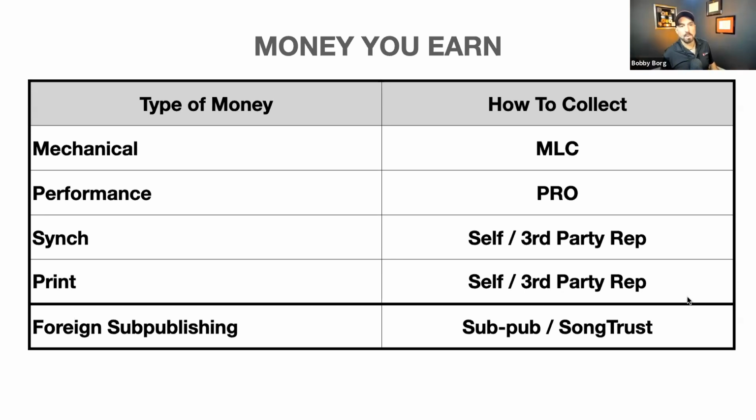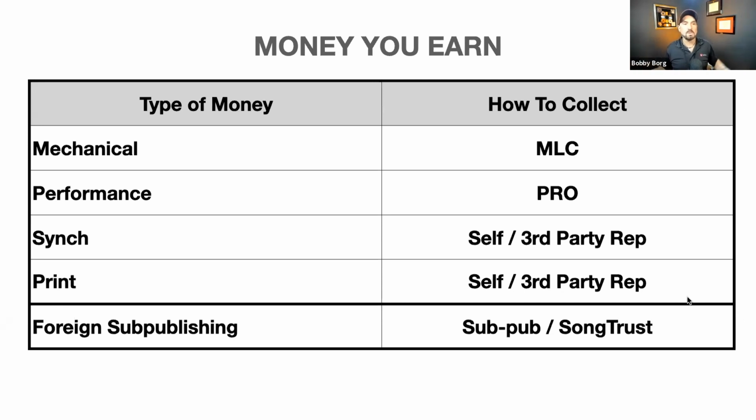So foreign sub-publishing is basically not a type of money, but it's a source of money. In other words, when mechanicals, performance, sync, and print, which are our four food groups, are used in foreign territories, then there is what we call foreign sub-publishing income. We call it something different because it's handled differently in other countries. Essentially, making this really easy and wrapping up quickly, you guys, you need a sub-publisher. You need a publisher that represents those territories to collect the money for you.